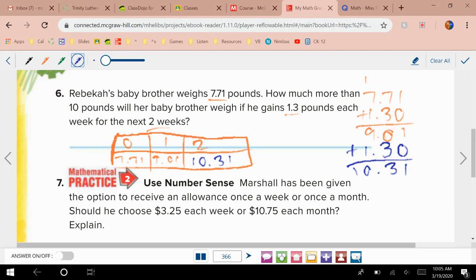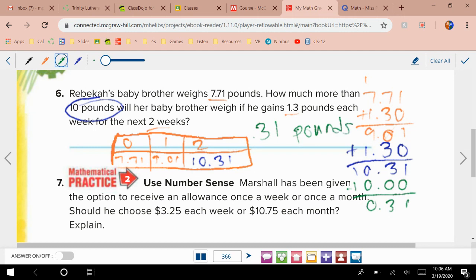And now it wants to know how much more he'll weigh than 10 pounds, right? Really, we're looking to subtract here, 10.31 minus 10 pounds. But this is probably something you guys can do in your head because the numbers are nice and neat. So we know it's going to be 31 hundredths of a pound. And there's our answer. Sure, you can see the decimal.